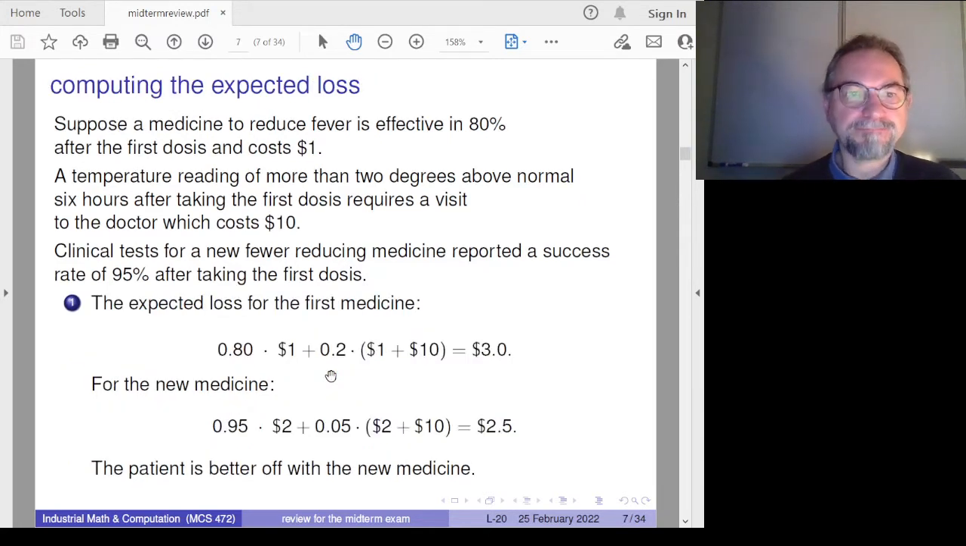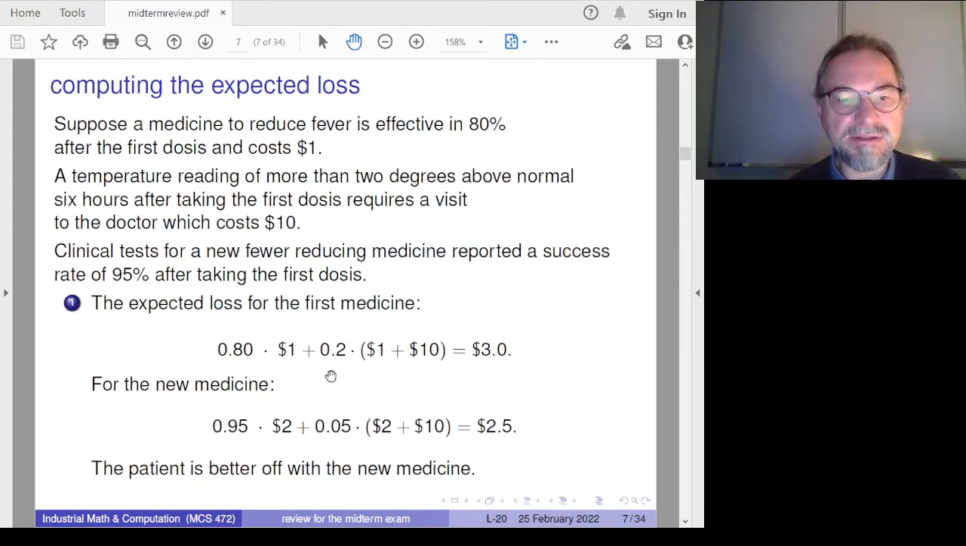Okay, so we have computed expected loss. So in some sense, what is the incurred loss of this? You will have to spend $1 in 80% of the cases. That will be your loss, but you will be cured, so you will have gain. In the other 20% of the cases, you will have to go to the doctor. So you have bought the medicine, but then there is an additional cost of $10 for the visit. So for the first medicine, your loss is $3, the expected loss.